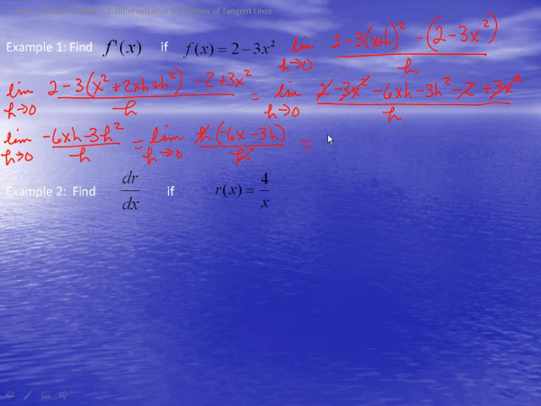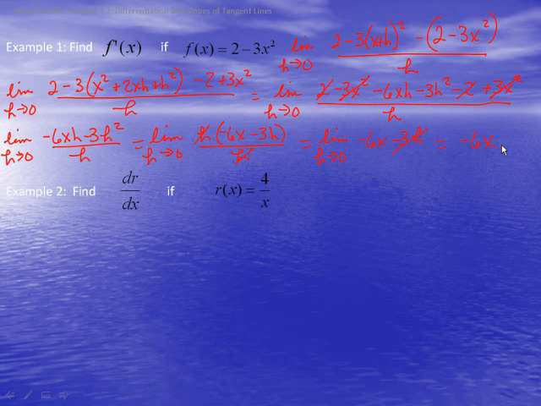And now if we take the limit as h approaches 0 of negative 6x minus 3h, if h is 0, that means this is going to leave us, because negative 3 times 0 is 0, minus 6x. And we have now found the derivative.